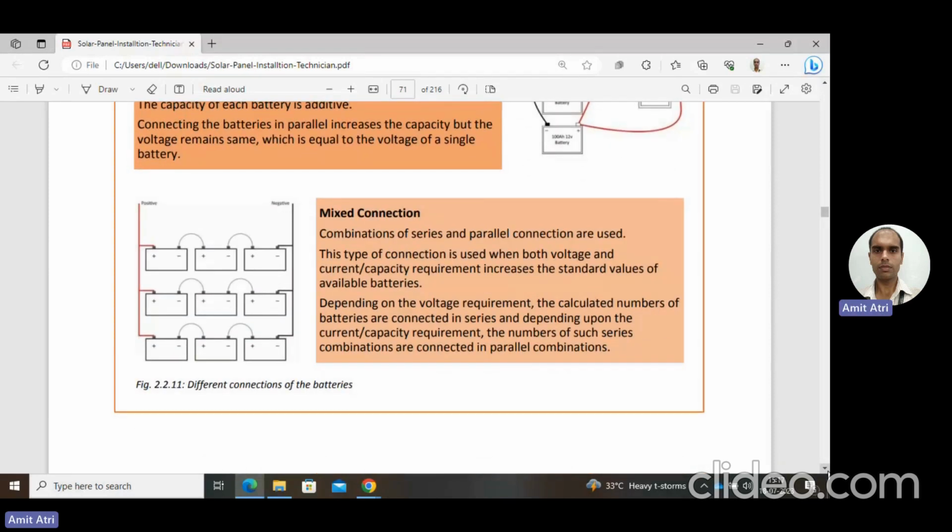Now mixed combination. Here we have a combination of series and parallel both. This type of connection is used when both voltage and current are to be achieved up to a desired level. Like the series one, for the voltage level we have achieved it. Now we further make a parallel connection when we want to increase the total current.